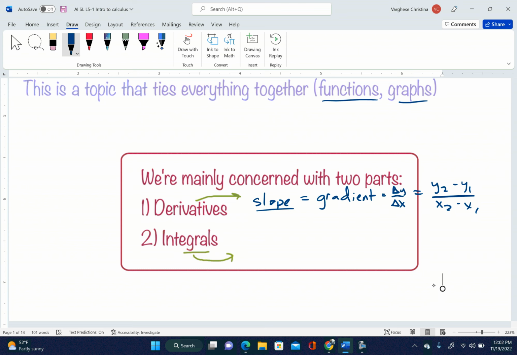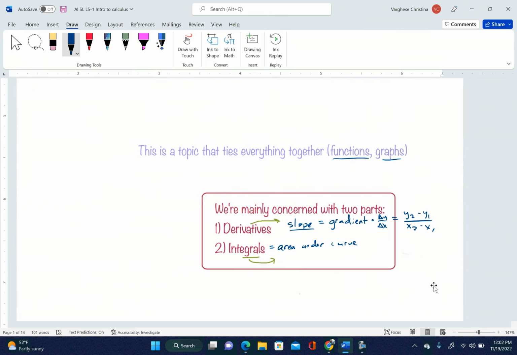Integrals, all that is, is the same thing as area. So it's the area under some part of a curve. So area under a curve is what the integral is. Okay, so derivatives is slope and integrals is area under the curve.